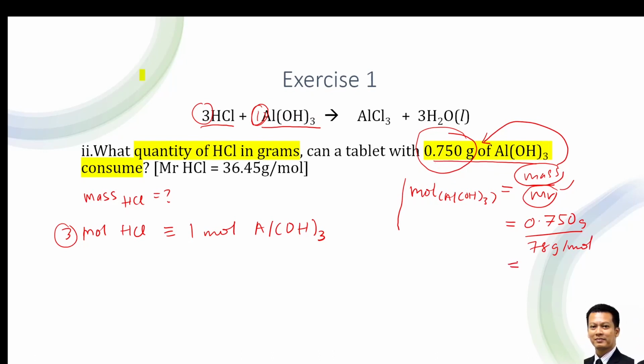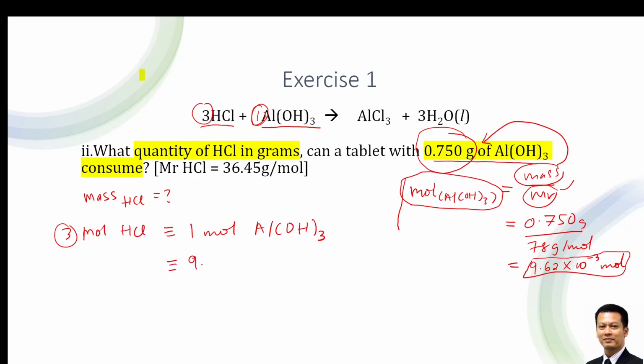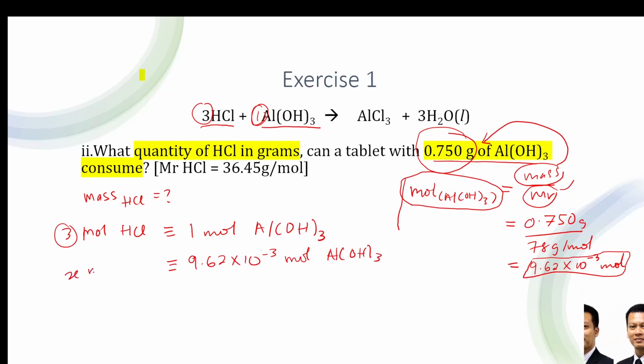Okay, so you will get 9.62 exponent negative 3 mole. This is the mole of aluminium hydroxide, the mole that we need to relate stoichiometrically. So if you have 9.62 exponent negative 3 mole of aluminium hydroxide, how many mole of HCl will it react?